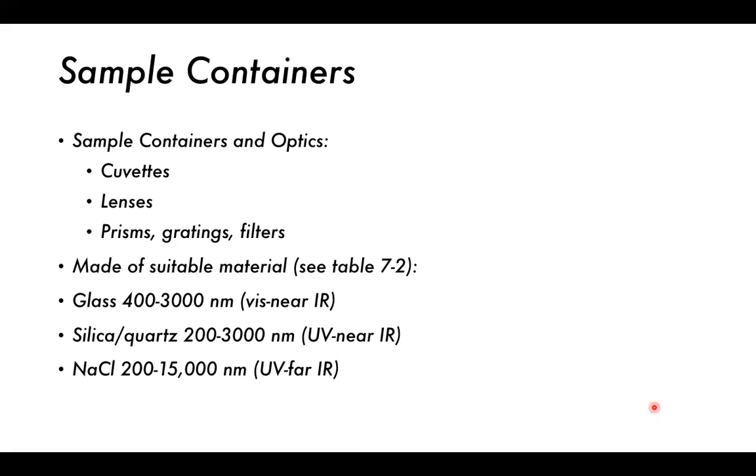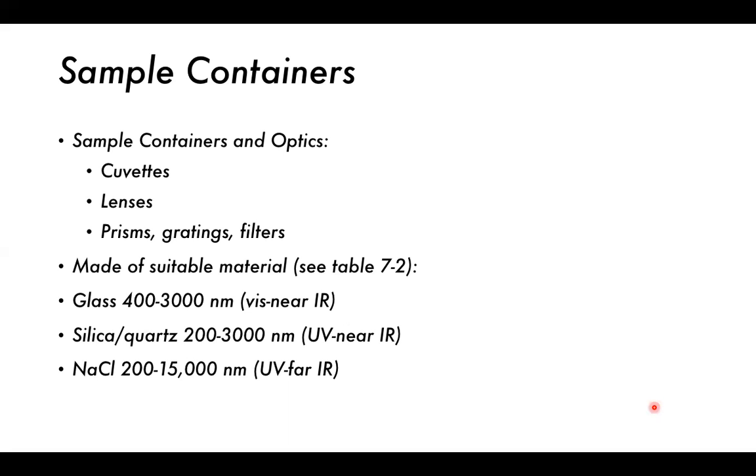They can also be sealed tubes, which are used for gas samples. Or they can even be two pieces of glass between which your sample is sandwiched. There are many different ways to contain the sample. Of course, we also need to be considering our lenses, our prisms, our gratings, and our filters. So made of a suitable material. So it depends what we're trying to measure, what we need to choose.